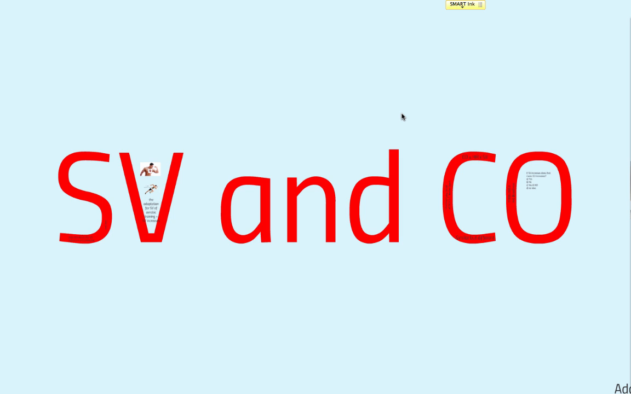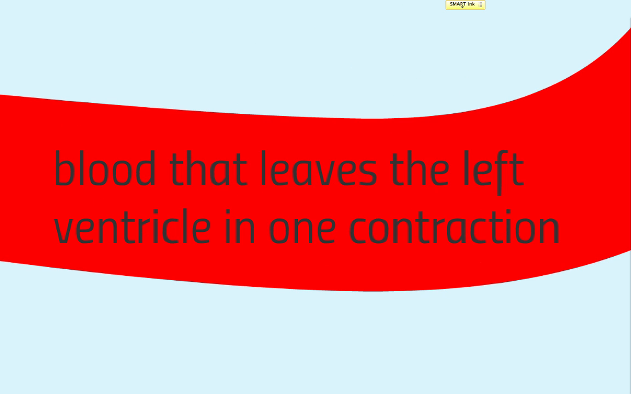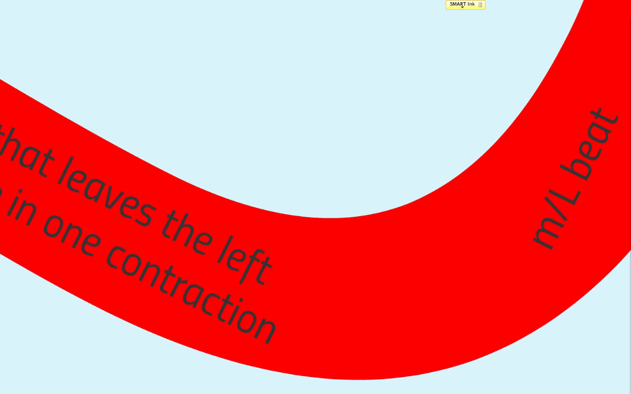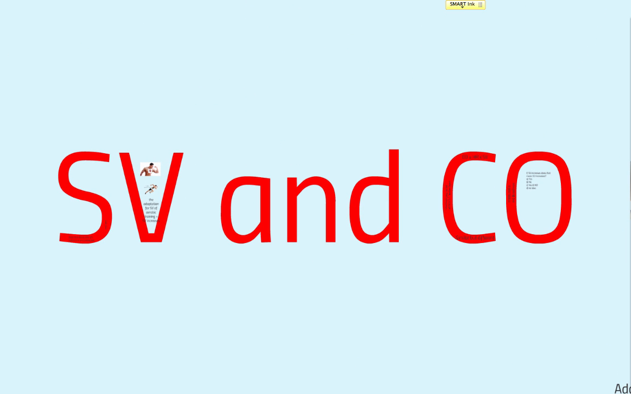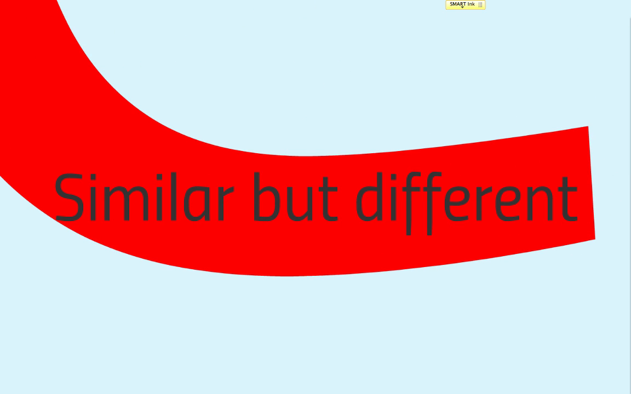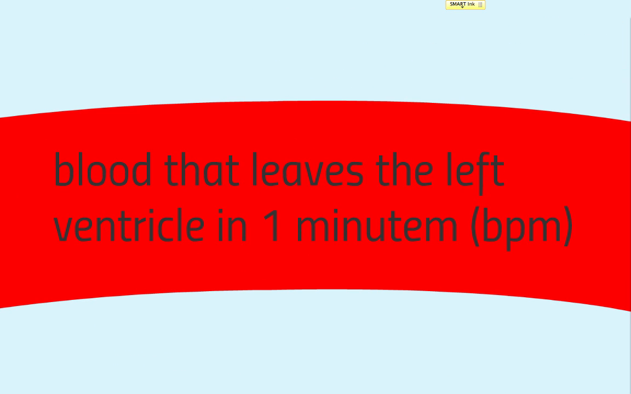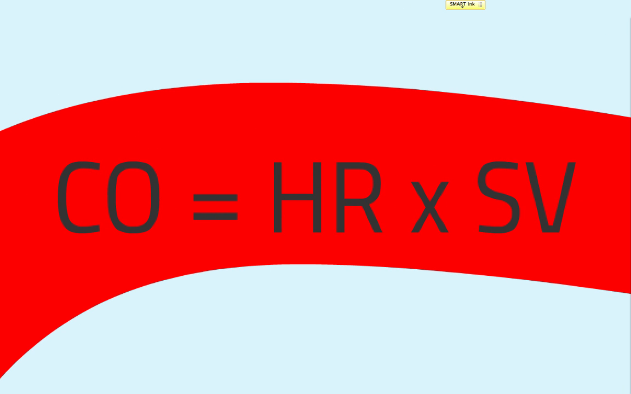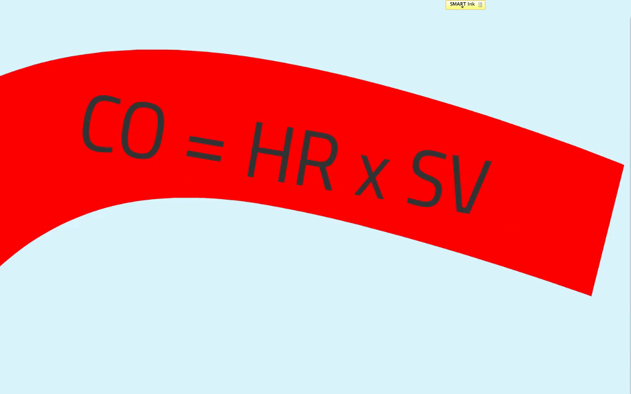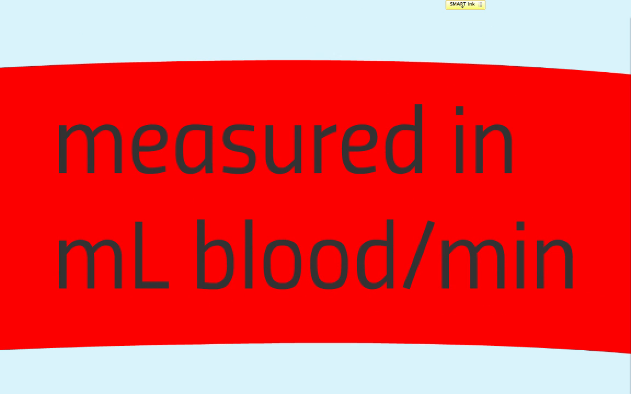The next dot point is stroke volume and cardiac output, and again we need to start with the definition of the two. Stroke volume is the amount of blood that leaves the left ventricle in one contraction or one beat, and it's measured in milliliters per beat. While cardiac output can easily be confused with stroke volume, as it's the amount of blood that leaves the left ventricle in 1 minute, which is shown as either beats per minute or BPM, and it can be expressed in the formula cardiac output equals heart rate times stroke volume, and it's measured as milliliters of blood that leaves the ventricle in 1 minute.